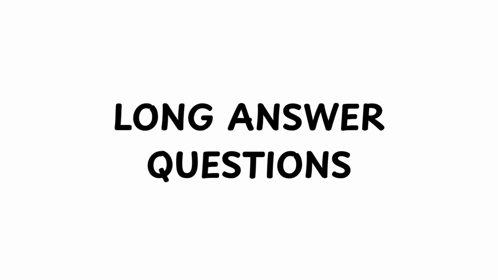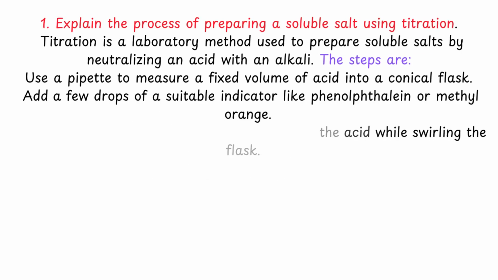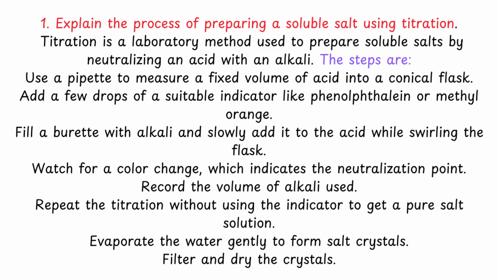Long answer questions fully explained. 1. Explain the process of preparing a soluble salt using titration. Titration is a laboratory method used to prepare soluble salts by neutralizing an acid with an alkali. The steps are: use a pipette to measure a fixed volume of acid into a conical flask. Add a few drops of a suitable indicator like phenolphthalein or methyl orange. Fill a burette with alkali and slowly add it to the acid while swirling the flask.